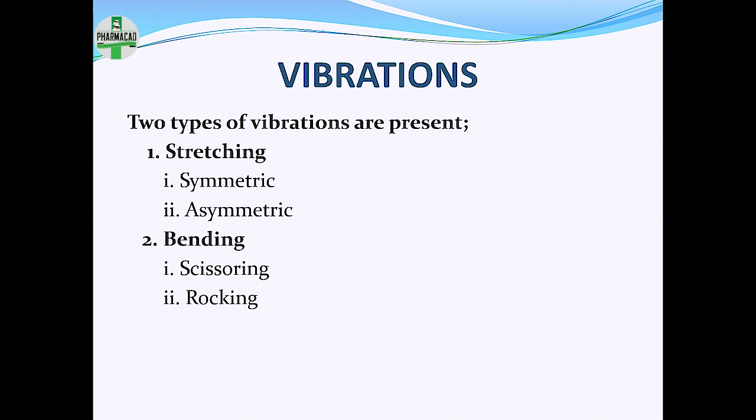So bending vibrations are basically of the following types. First we have the scissoring, second the rocking, third the wagging, and fourth the twisting vibrations. So let us have a look at each of these vibrations and how they are.